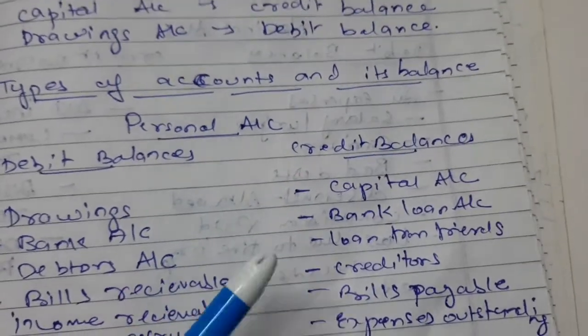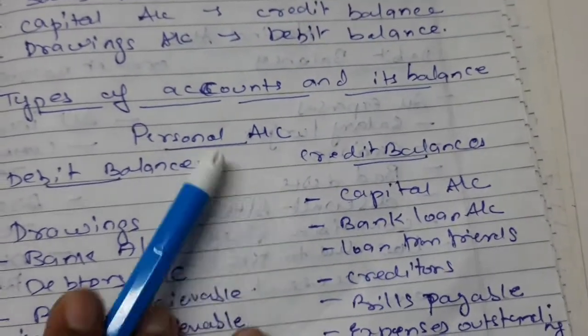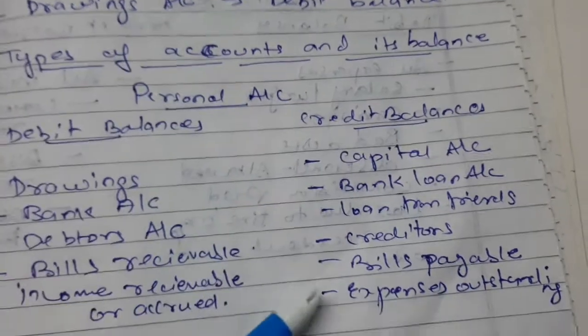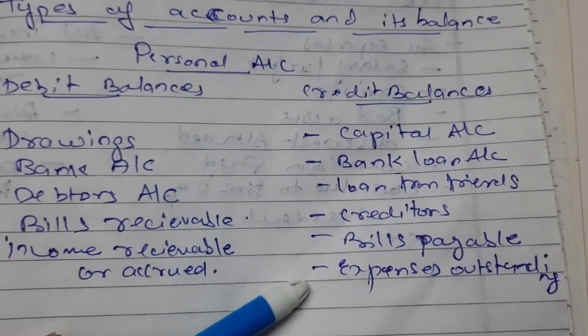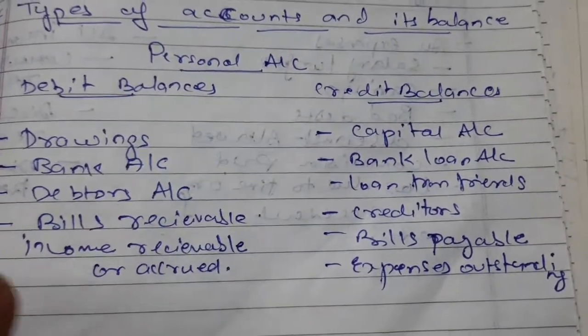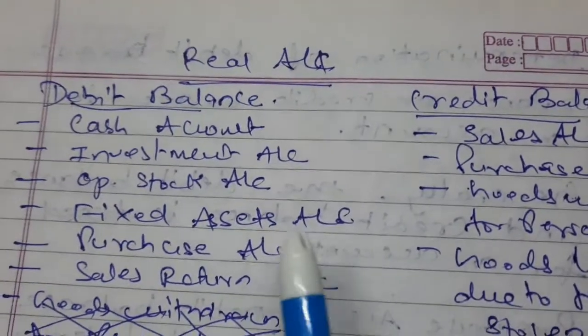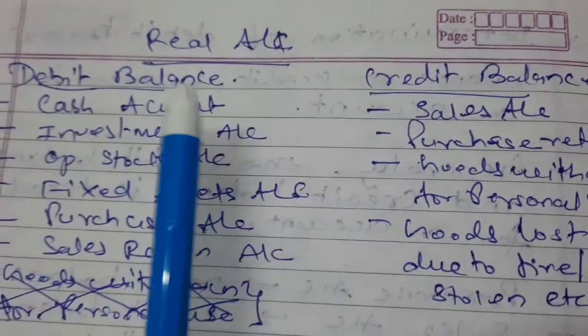It is a personal account, as we all know. Similarly, bills payable is also a personal account, and it will have a credit balance. And outstanding expenses, any expense which is outstanding and is to be paid, will also have credit balance. Now the next category of account is real accounts. In real accounts, which accounts will have debit balance?